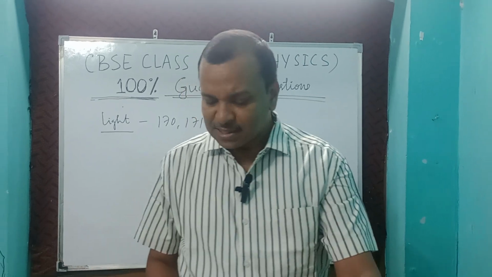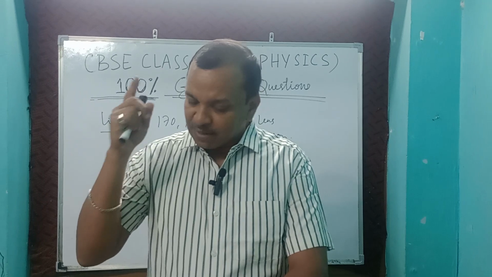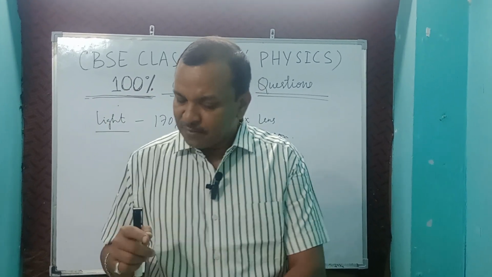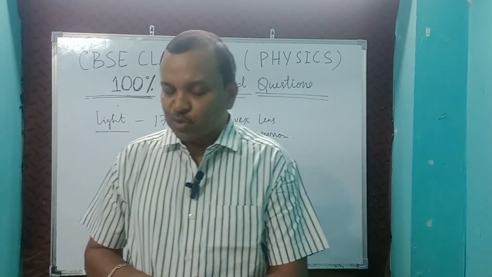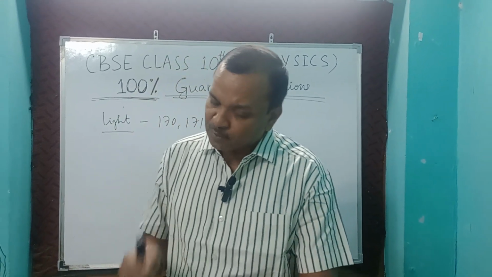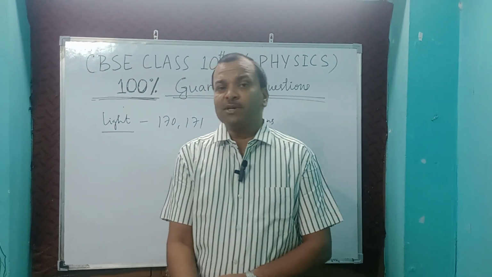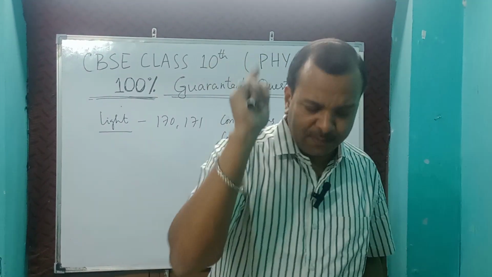From the exercise, ray diagram also. Let us come to the exercise part. In the exercise part, question number 2. The image formed by a concave mirror is observed to be virtual, erect and larger than the object. Where should be the position of the object? It's a one mark question. You are going to get it 100%.